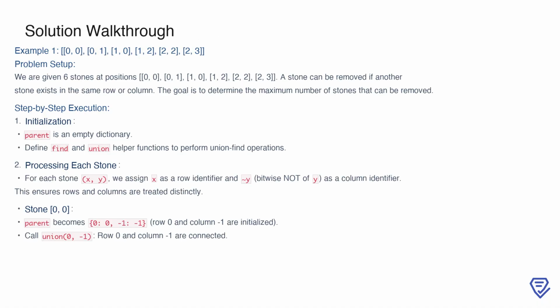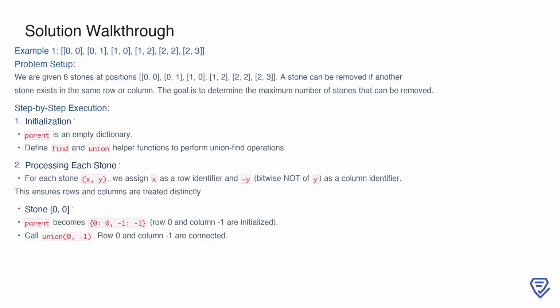In this example, we have 6 stones placed at the given coordinates. The goal is to remove as many stones as possible while ensuring that at least one stone remains in each connected group of stones. To solve this, we use the union find algorithm.